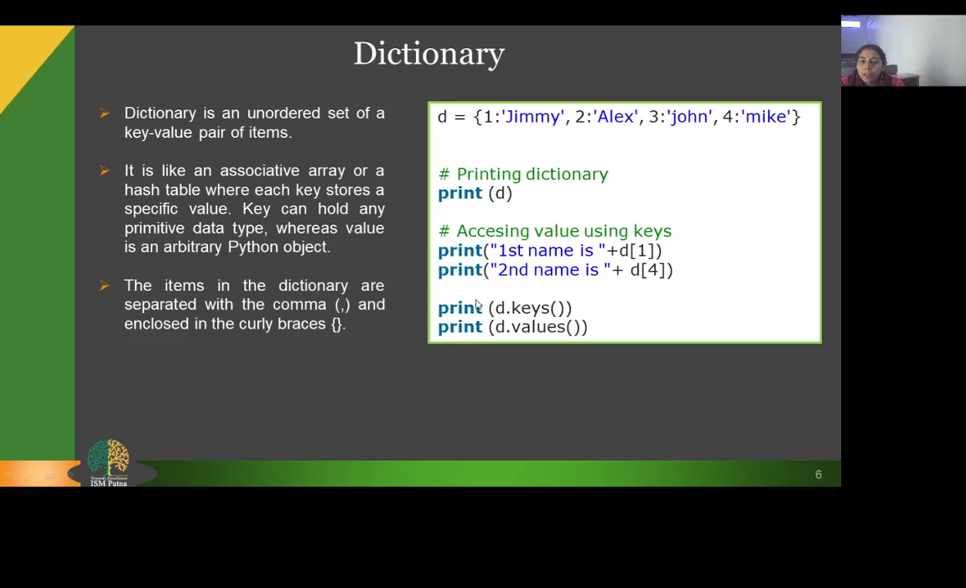Here, if we use print with d, it prints all the values, and if you want to print only the keys or only the values, you can use d.keys and d.values. Later on, we will discuss different functions through which we can access dictionary elements, as well as functions which give you the option to modify the dictionary elements.